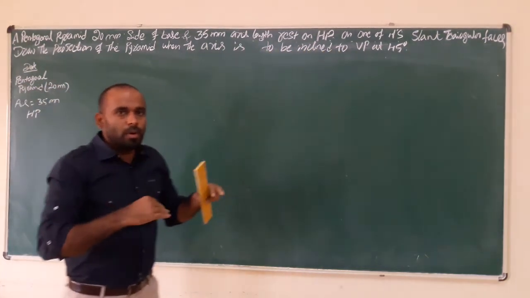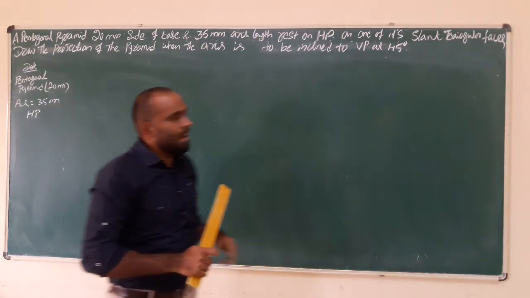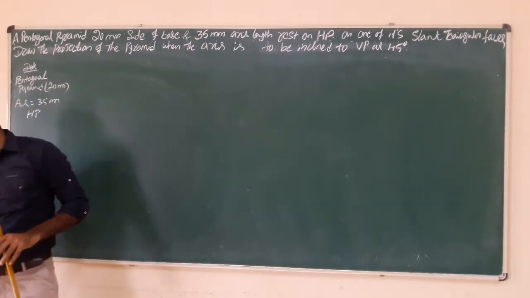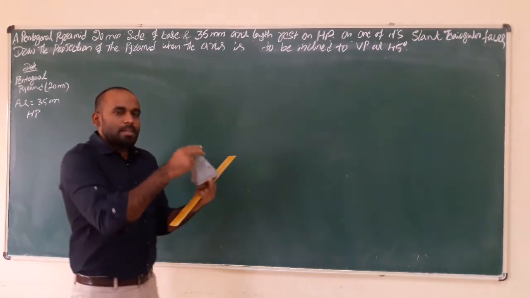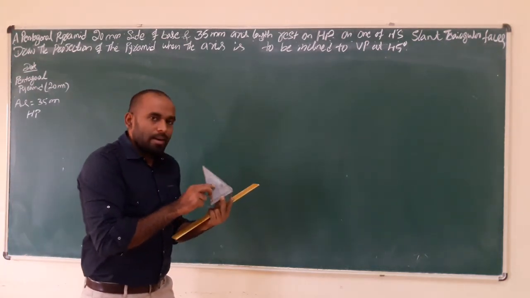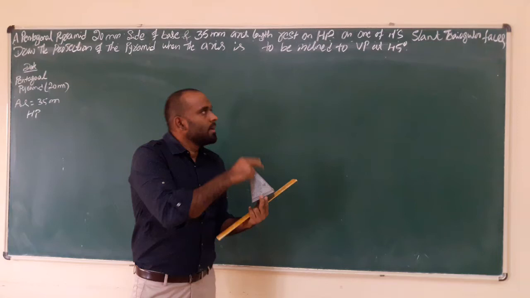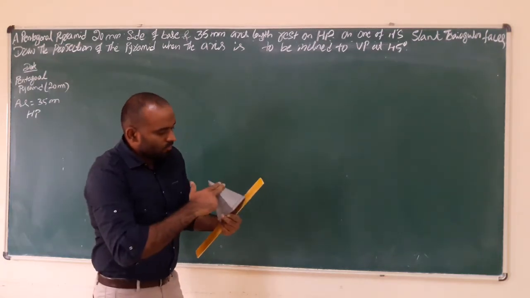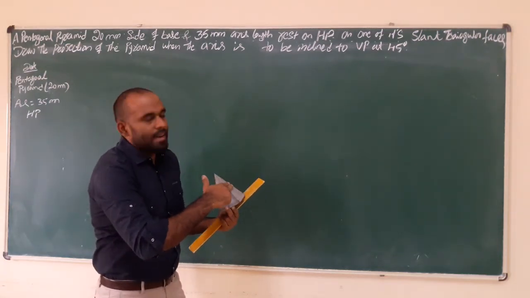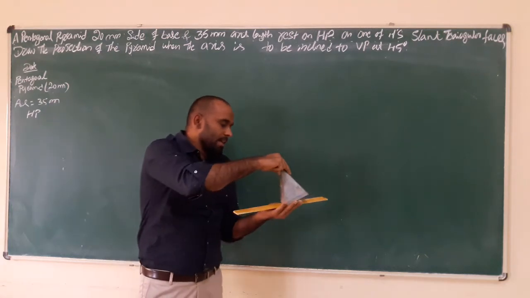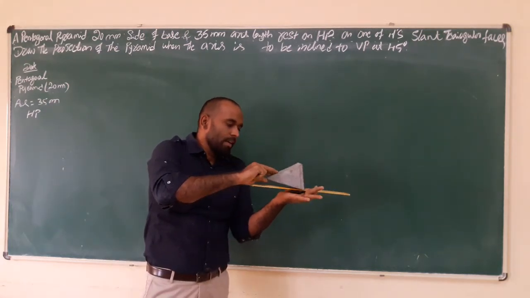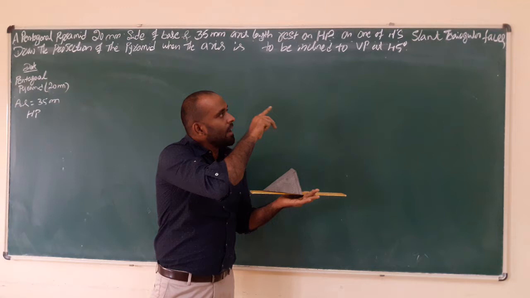Resting on HP means below the XY line, one of its slant triangular faces. Slant triangular face means, for example, this is called a triangle. In that triangle, the flat edge is called the slant triangular face. If it is inclined at 0 degree, that is called a slant triangular face.